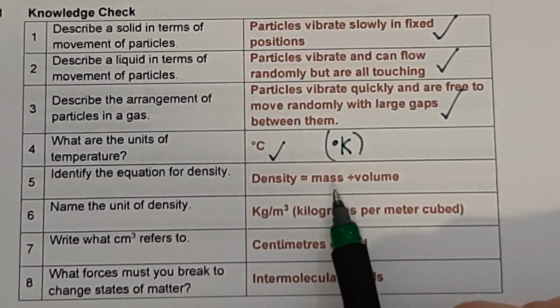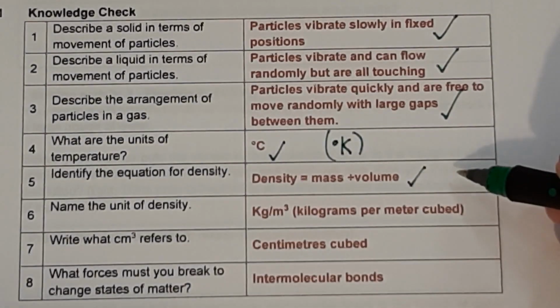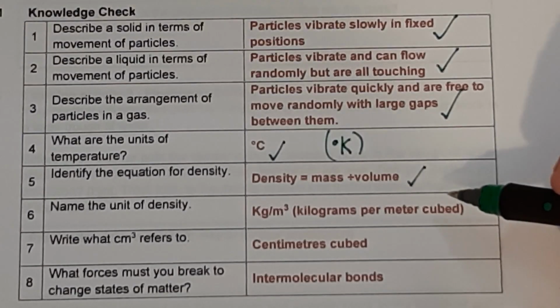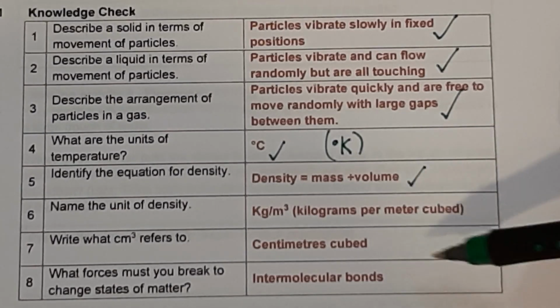Question 5. Identify the equation for density. So density is mass divided by volume. And you can have any rearrangement of that. So that would be mass equals density times volume, or volume equals mass divided by density. Question 6. Name the unit of density. That would be kilograms per meters cubed.